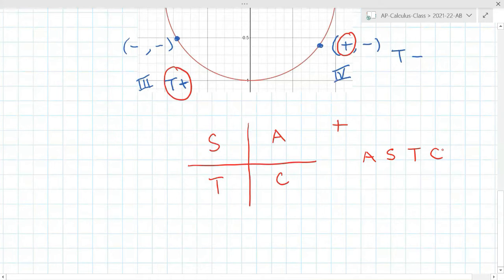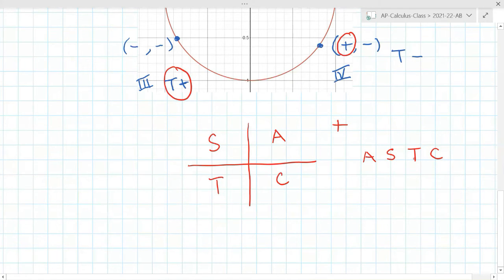And you can make whatever mnemonic you want, like some kind of phrase using these letters. For example, add sugar to coffee. Right? Or you can make something of your own. So quadrant 1, all ratios are positive. And all we are just talking about are sine, cosine, tan. And the other ones are the reciprocals, so we can figure those out. So all are positive here.